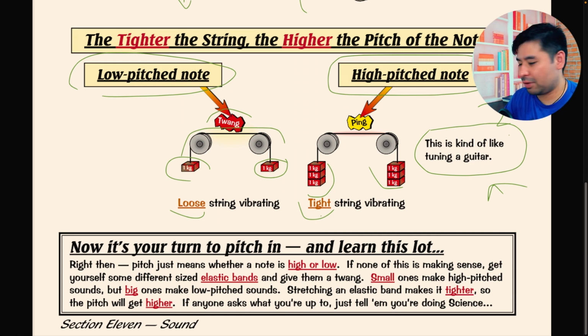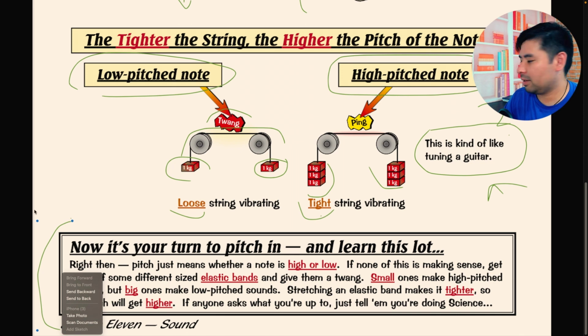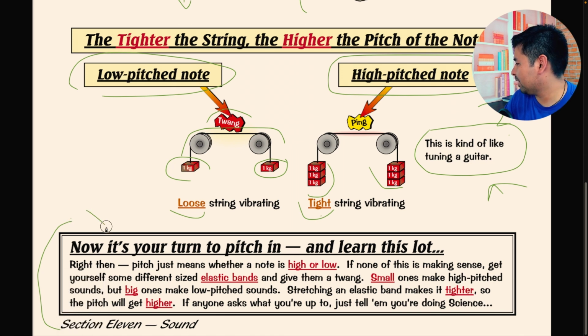So again, I'm going to read this part here again one more time, okay, for you guys. This one here, please. Again, I'm going to ask you to translate that for me. This sentence here, pass it to Portuguese as well, because it's very important. But now listen to my pronunciation. Now it's your turn to pitch in and learn this lot. Right then, pitch just means whether a note is high or low. Okay, is high or low.